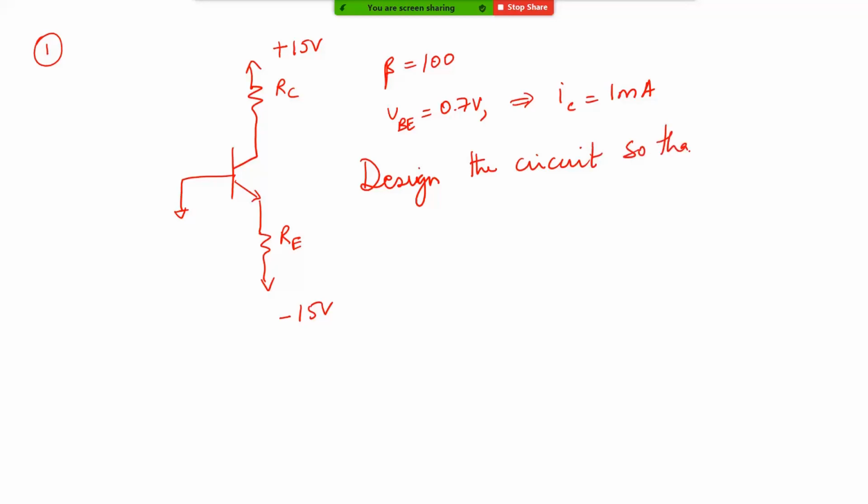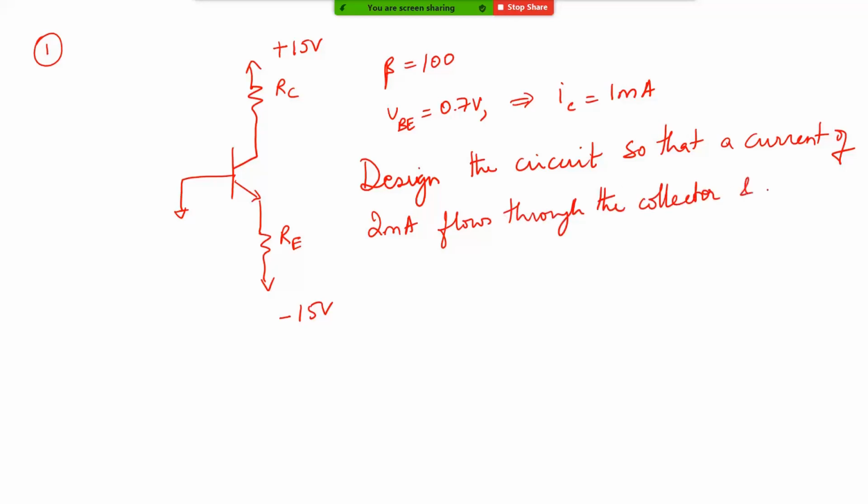Now the question is, design the circuit so that a current of 2 milliampere flows through the collector and a voltage of plus 5 volt appears at the collector. Okay, so this is the question.